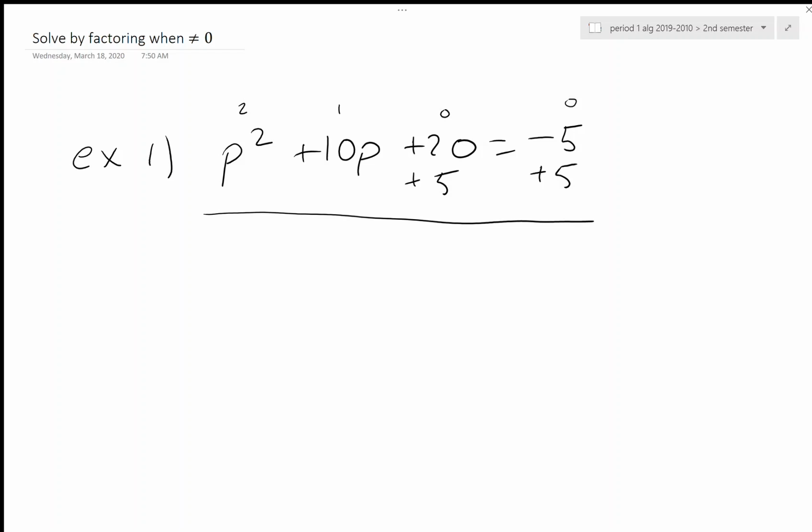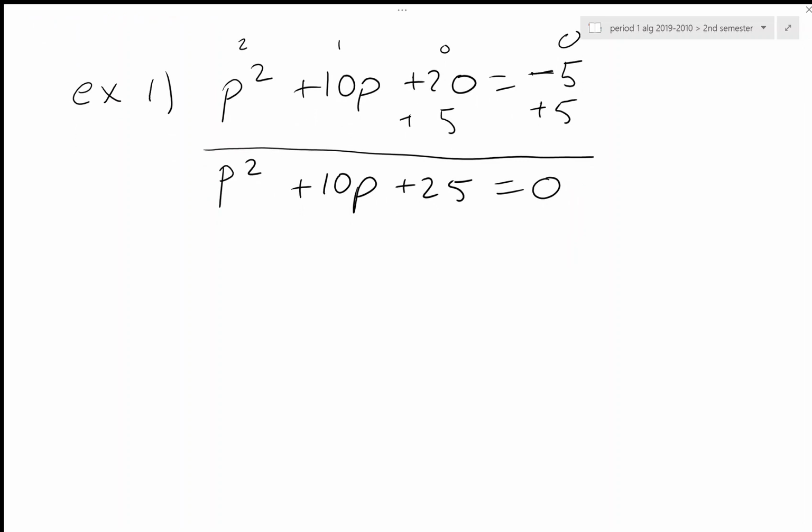If this was a 1, then I would put it over here with the 1. But since it's a 0, I put it with the 0. And now this stays the same. This stays the same. 20 plus 5 is 25. And now -5 plus 5 is 0. Okay, that's what we want, equal to 0. Now it's the same thing we did on Monday. A is 1, B is 10, C is 25.